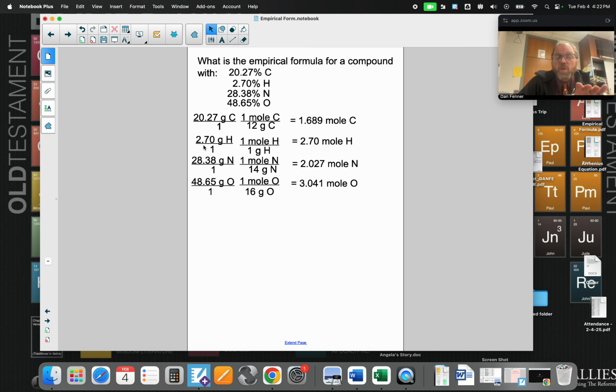So of these 4, which is the smallest number of moles? Carbon is the smallest number, so we're going to divide them all by 1.689, so we get 1.000 carbon, 1.60 hydrogen, 1.20 nitrogen, and 1.800 oxygen. Now, we definitely aren't close to a 0 or 9 for each of those, so we've got to start multiplying.